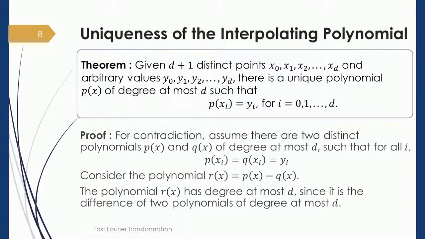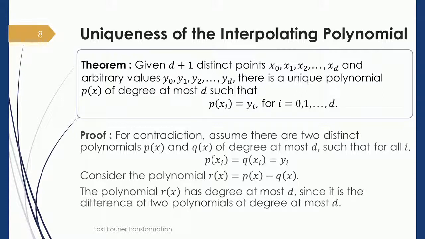So, for the sake of contradiction, let us assume that there are two distinct polynomials P of x and Q of x, both with degree bounded from above by d, and for both of them, they evaluate for each of the interpolating points x sub i to the same y sub i. So, P of x sub i equals Q of x sub i equals y sub i. So, we want to show a contradiction, and towards that goal we consider the polynomial R of x, which is equal to P of x minus Q of x.